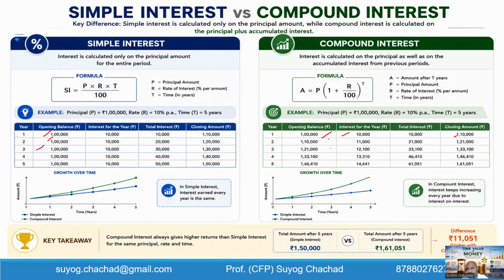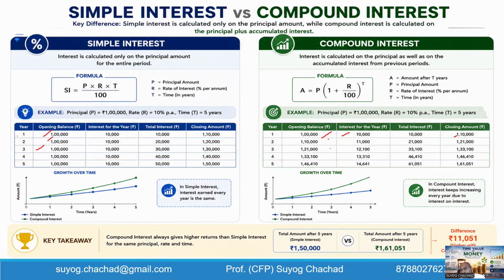For the second year, 1,10,000 will be your opening balance, and 10% of 1,10,000, that is 11,000, is the interest calculated for the second year. So your total cumulative interest will become 21,000. And so the final closing amount at the end of the second year is 1,21,000. And it's the same for subsequent years.